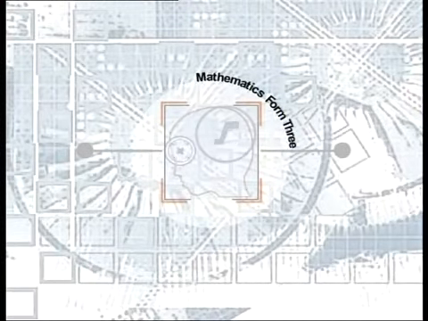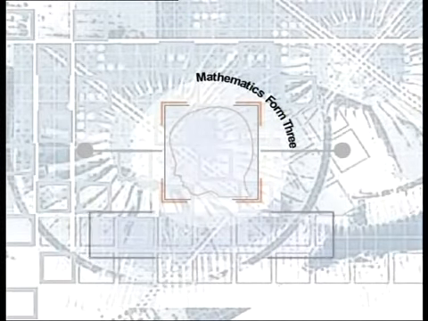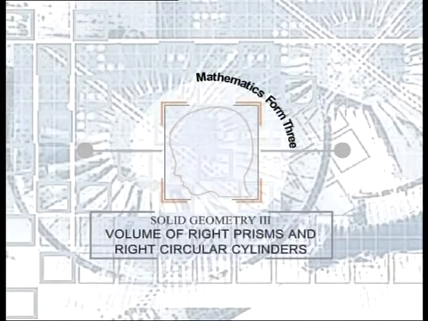We will learn about how to find the volume of right prisms and right circular cylinders. Solid Geometry 3. Volume of right prisms and right circular cylinders.